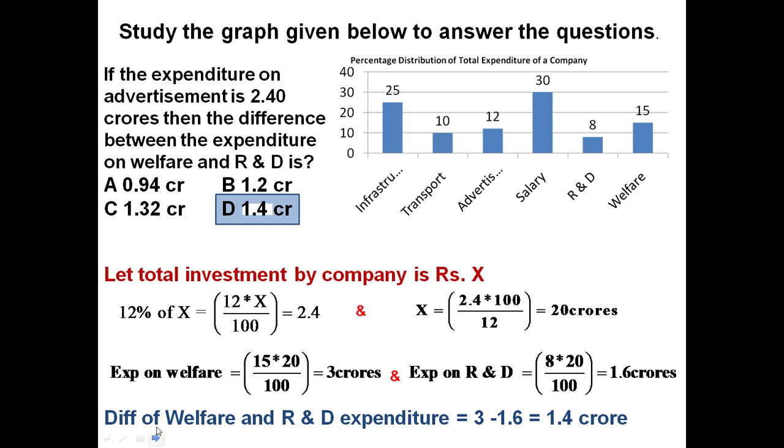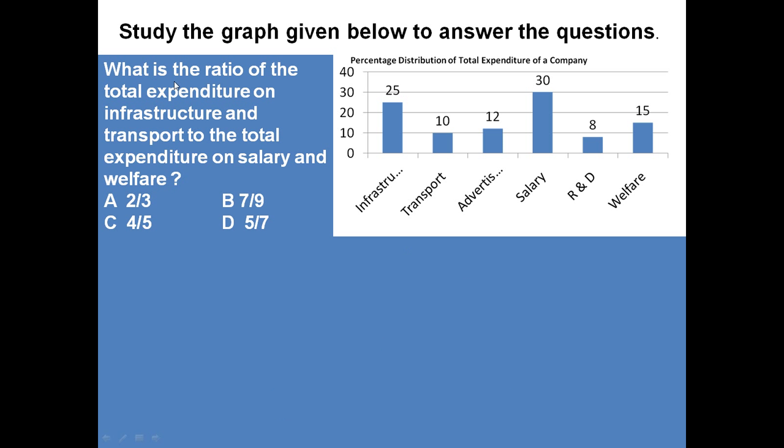Now the difference of welfare and R&D expenditure is 3 minus 1.6, which is 1.4 crore. So the answer is D, 1.4 crores.